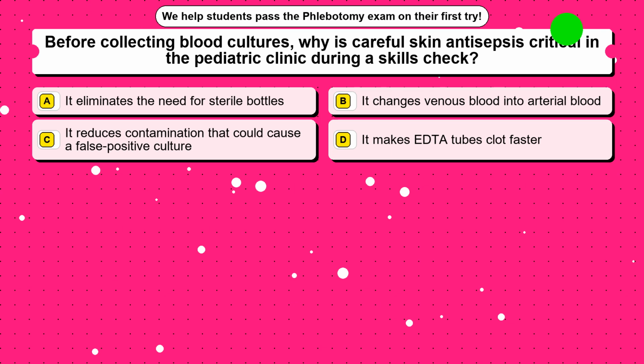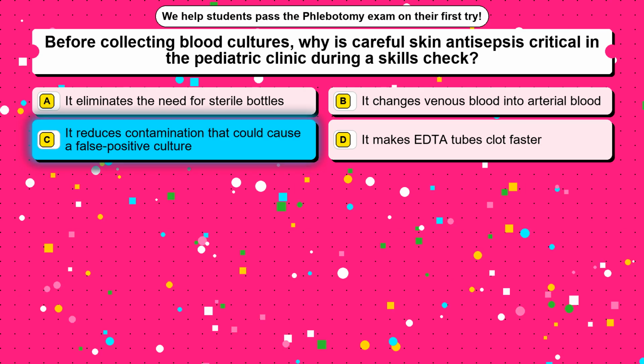Question 70. Before collecting blood cultures, why is careful skin antisepsis critical in the pediatric clinic during a skills check? Option A. It eliminates the need for sterile bottles. Option B. It changes venous blood into arterial blood. Option C. It reduces contamination that could cause a false positive culture. Option D. It makes EDTA tubes clot faster.